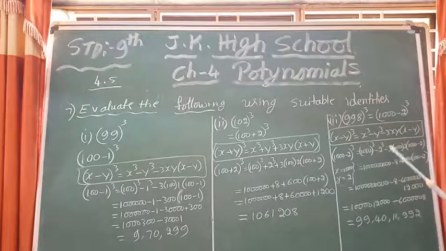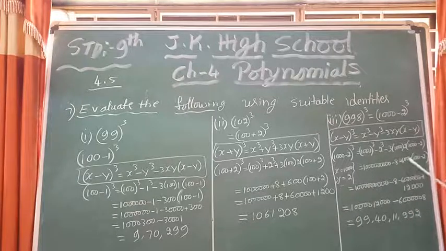1000 cube minus 2 cube minus 3 into 1000 into 2, because the x value here is 1000 and the y value is 2. Substitute in place of x 1000 and in place of y 2. Here 1000 whole cube means 3 zeros are there, 3 times means 9 zeros should come: 1, 2, 3, 4, 5, 6, 7, 8, 9. Minus 2 cube means 8. See, 3 into 2 is 6, 6 into 1000 is 6000, into 1000 minus 2. So as it is minus 8.